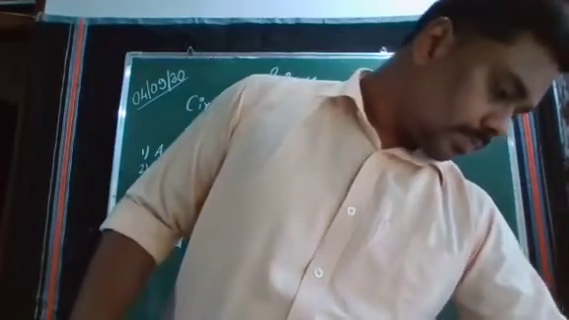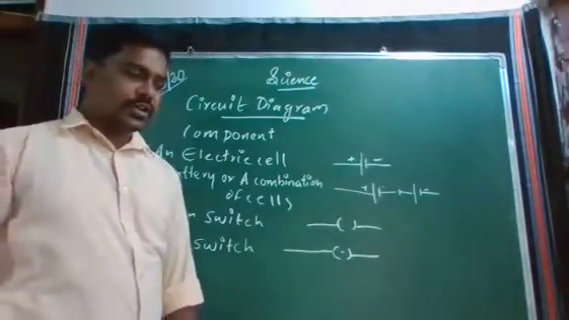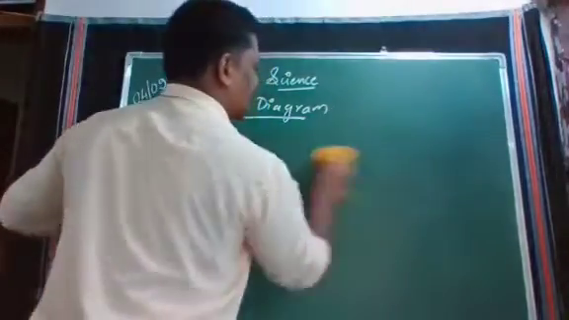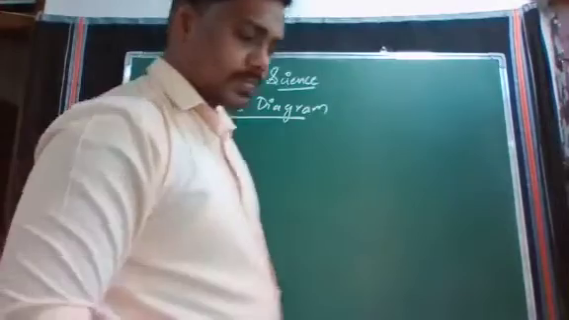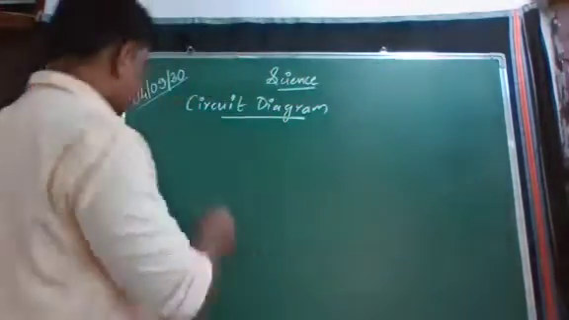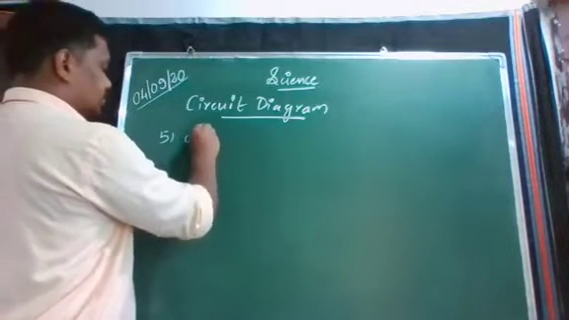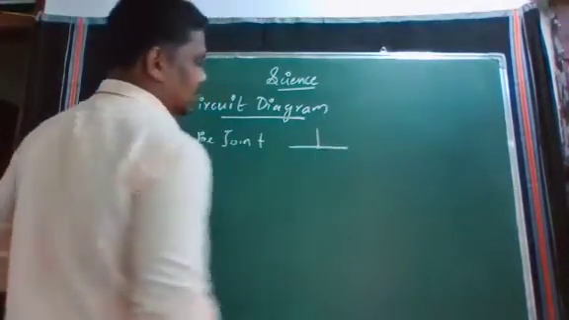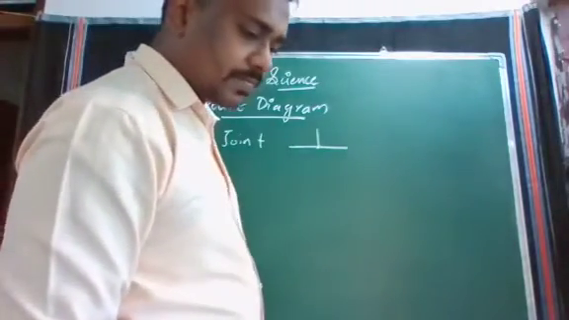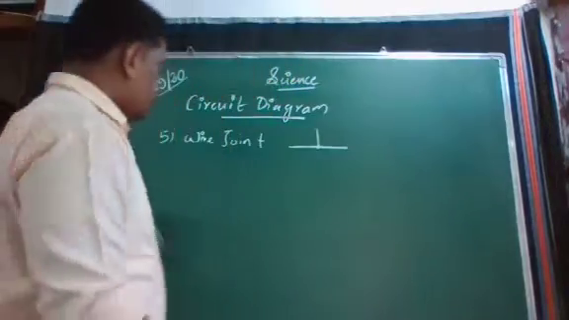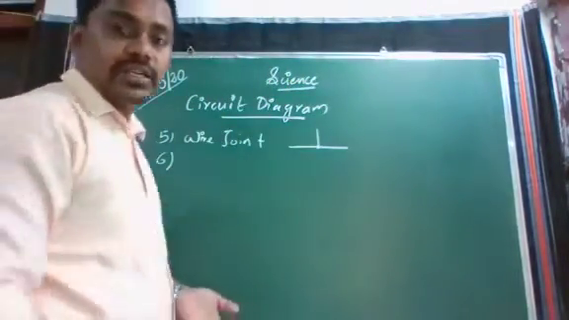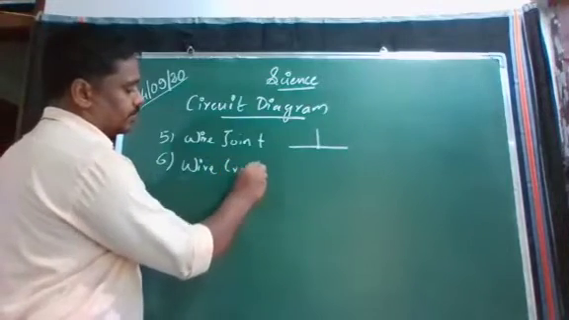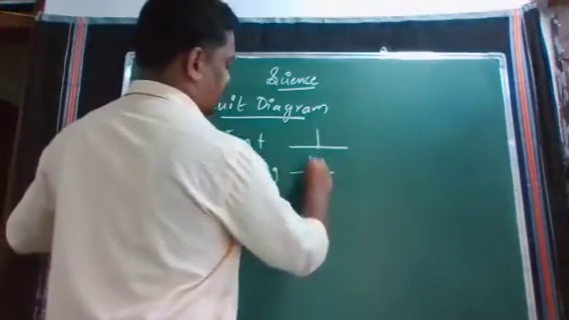How to draw a wire joint? Fifth one, a wire joint. This one is a wire joint. Then wire crossing, without joining. We will draw like this. This is the wire crossing.